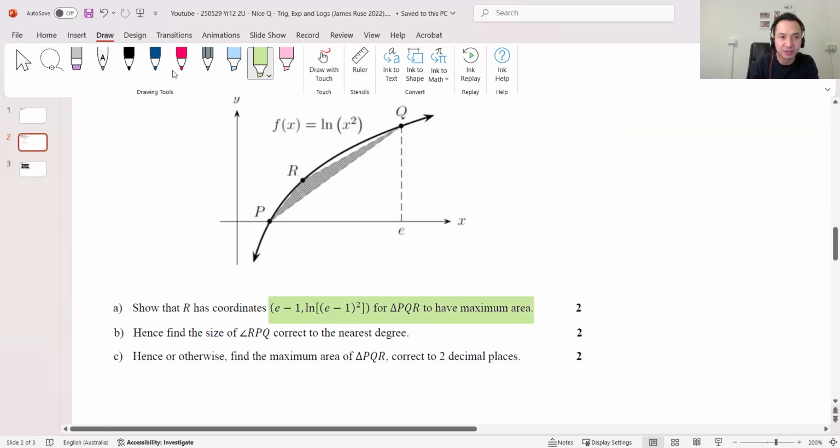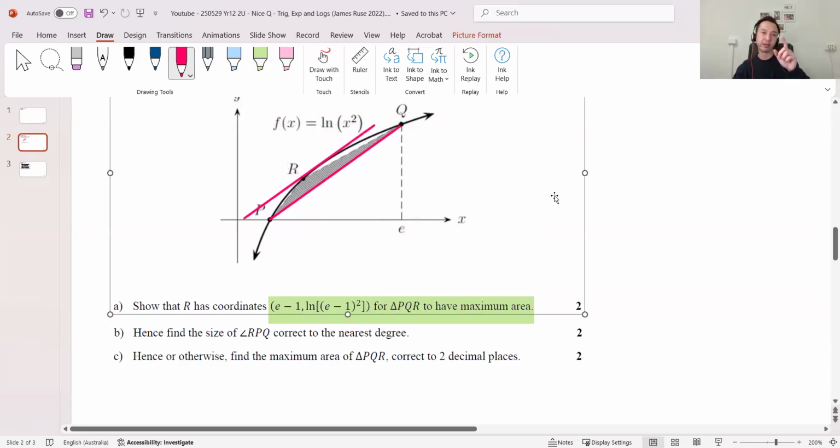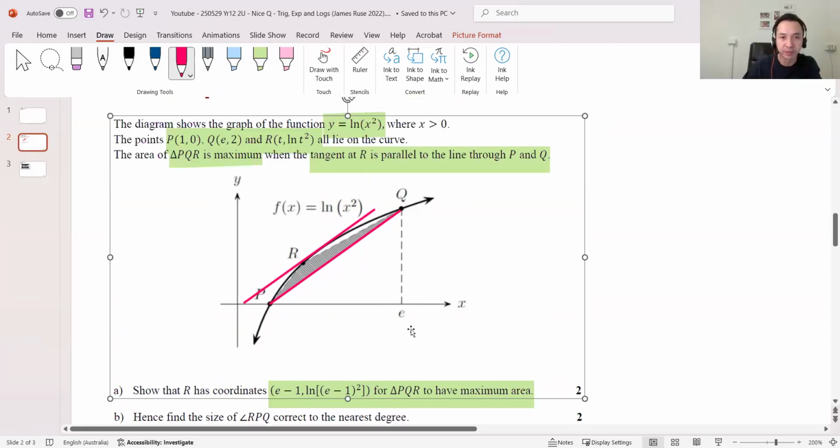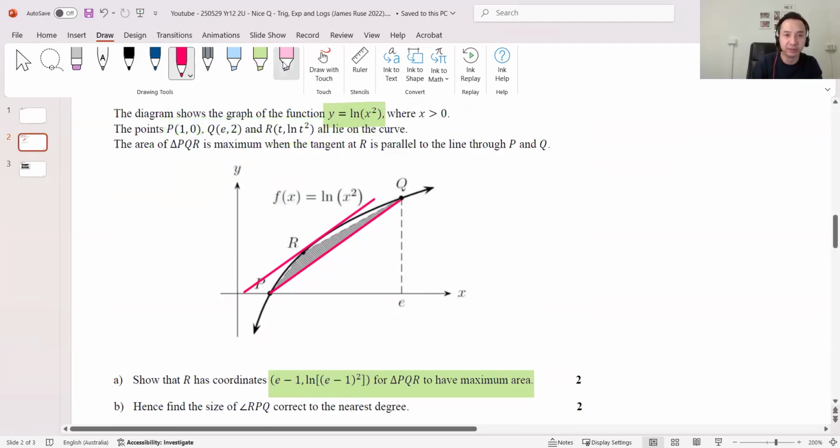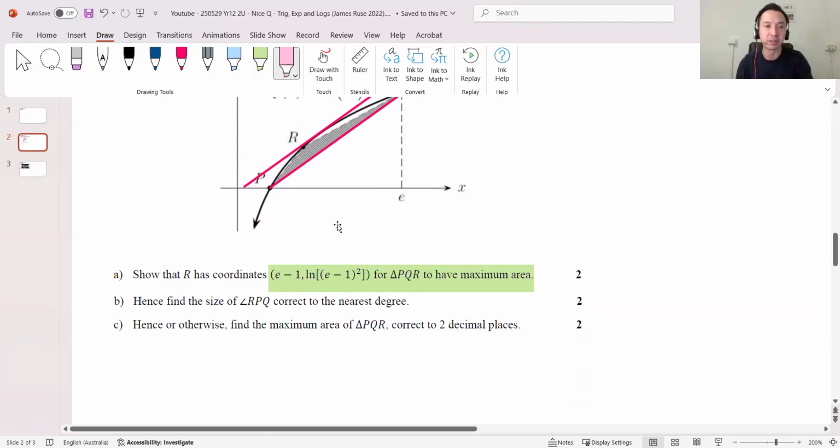Basically, let me draw a line from P to Q, copy that line and make it a tangent there. So R gives a maximum area when the tangent at R has the same gradient as PQ. That's really what the green highlight up here is about. Just to make it super clear, I'll highlight the pink section referring to the pink line.